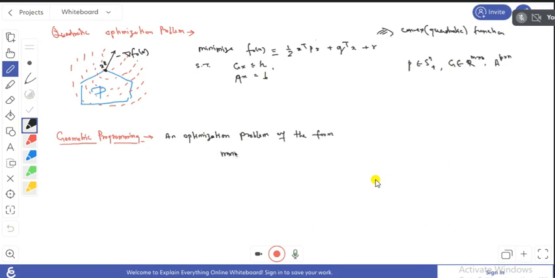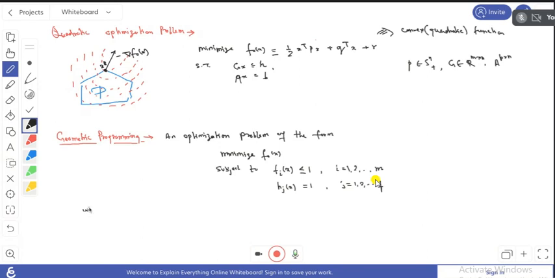Minimize the objective function f0(x), subject to constraints. The constraints are given by m functions fi(x) less than or equal to 1, where i is 1 to m, and there are some equality constraints hj(x) equals 1, where j varies from 1 to p. So these are m inequality constraints and p equality constraints.